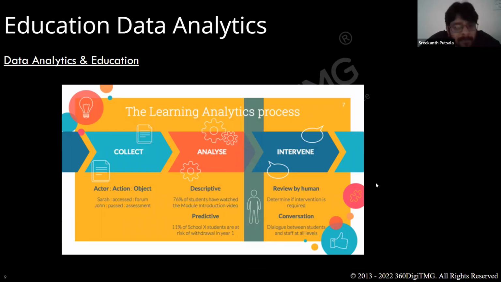Yeah, as we have discussed, the learning analytics process is a very important process where it starts from data collection. We have to analyze the data and we have to intervene. So what happens exactly? Let's see with an example here. We have the actor and action part, where we have an object. There are two different people here, Sarah and John. Sarah accessed the forum and John passed the assessment. So these are two different values we have, and I am collecting the data.